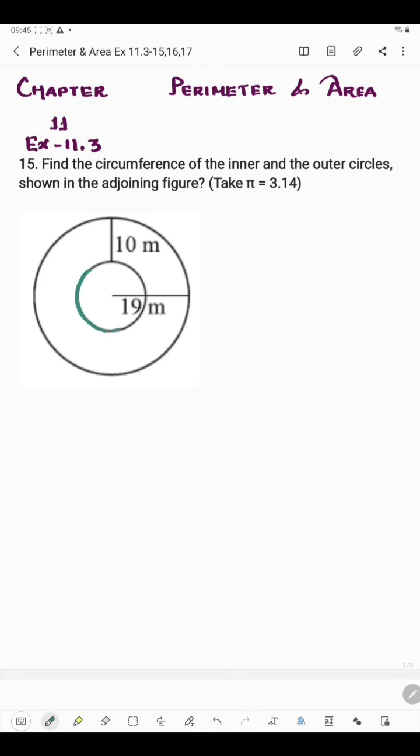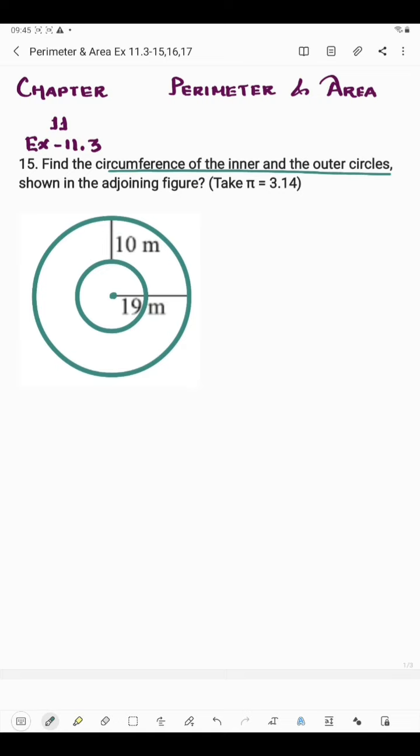This is the inner circle, and this is the outer circle. We will have to find the circumference of the inner and outer circle. Now to find the circumference, we need to know the radius. This is the center of both the circles. From this center, the inner circle and outer circle have been drawn.